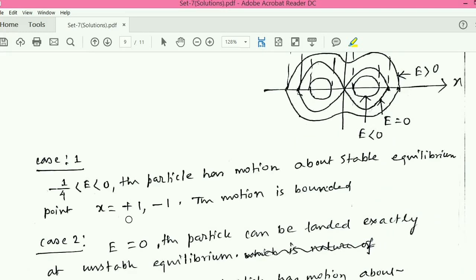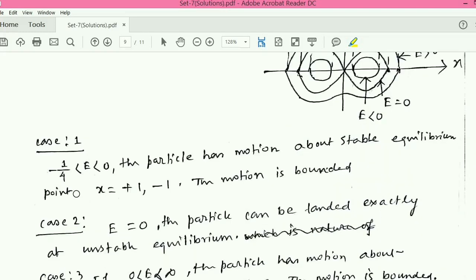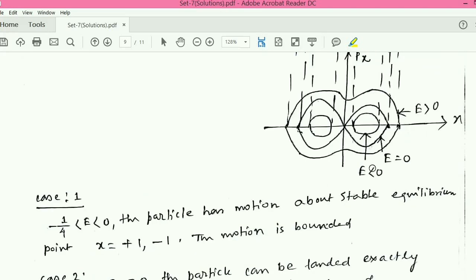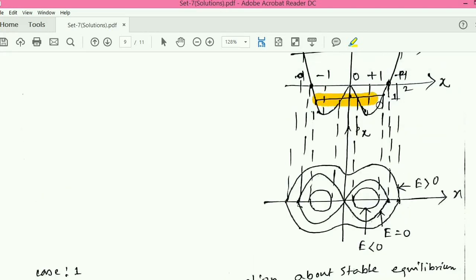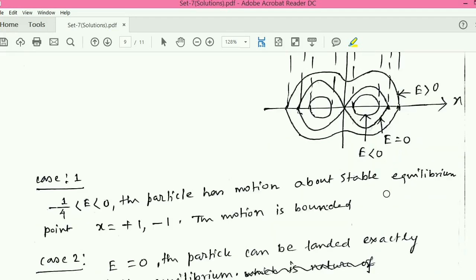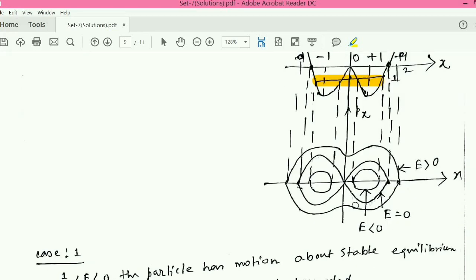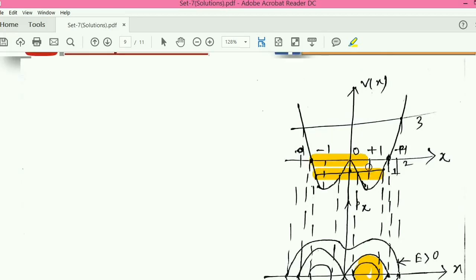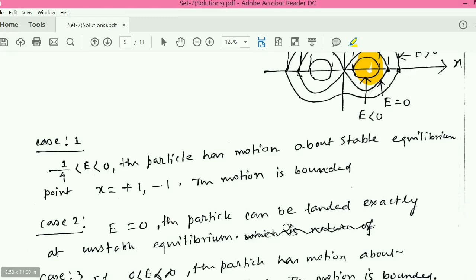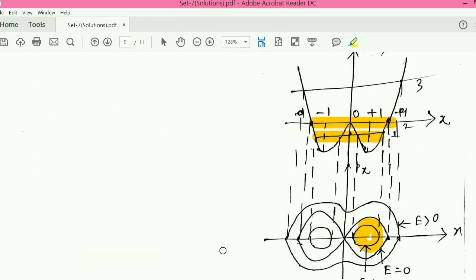So we are considering several cases. First case, minus 1 by 4 less than E less than 0. So the energy level is here. As you can see, it is cutting at this point, this point, this point, and this point. And the particle has motion about this stable equilibrium point, and the motion is bounded. So this gives an ellipse. Now when the energy E equals 0, the particle can land exactly at the unstable equilibrium. So it gives a phase space trajectory like this.